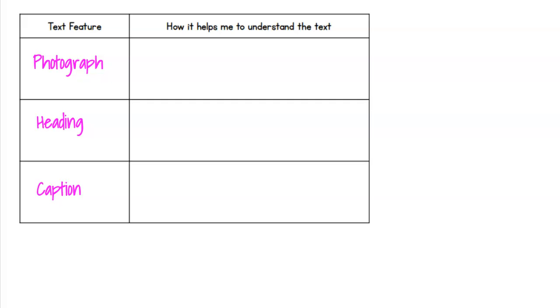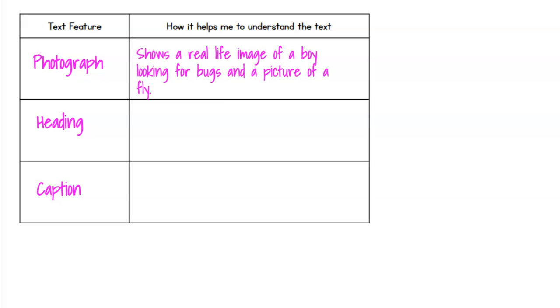Now that we've found 3 different text features, we are going to answer the question, how does it help me understand the text? So basically, why does the author include these text features? First, for a photograph, the photograph shows a real-life image of a boy looking for bugs and a picture of a fly. And that helps me understand what the wings on a fly look like and where bugs that can't fly might be found.